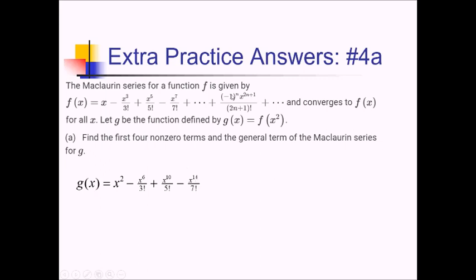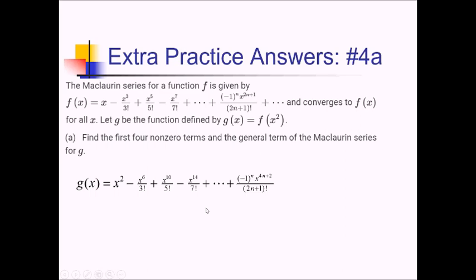The general term, we're just going to have negative 1 to the n, x squared raised to the 2n plus 1. So this is going to be x to the 4n plus 2 then, all over 2n plus 1 factorial.